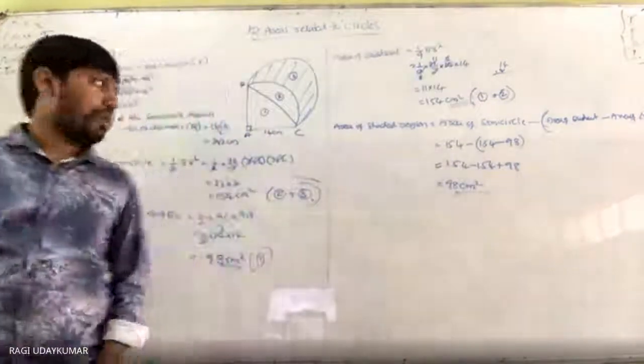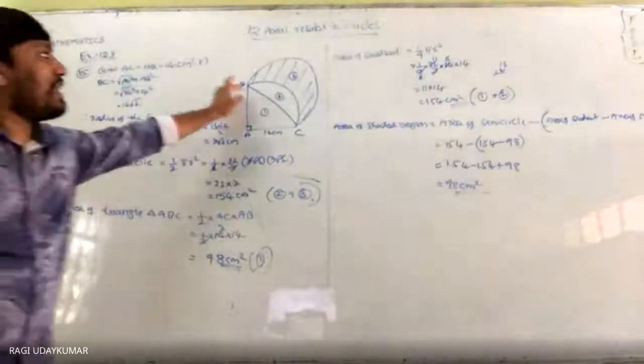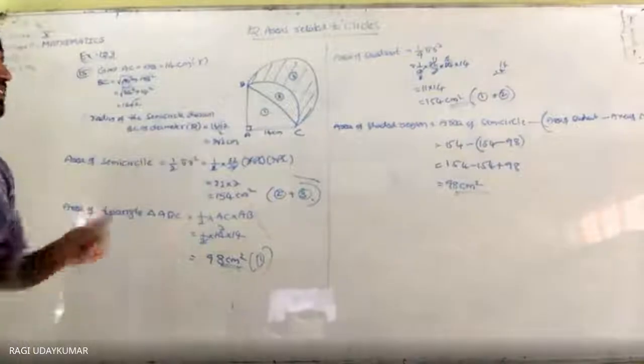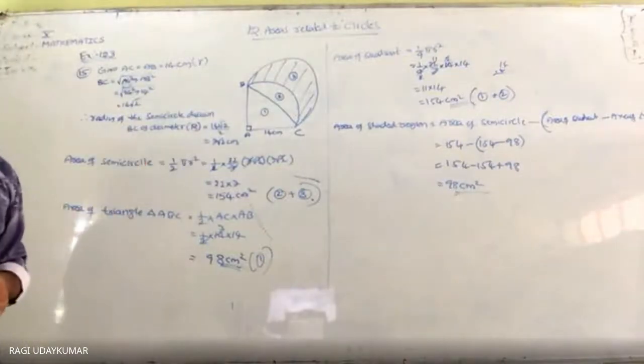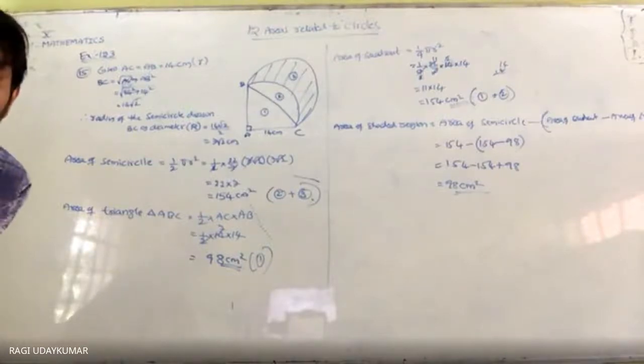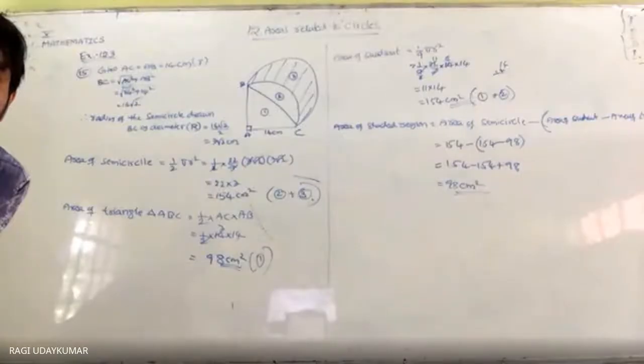And observe properly here, we got this semicircular area is the same as the quadrant area. Did you understand the problem? Yes, sir. Very simple here. So, next. Let us move to the next question here.